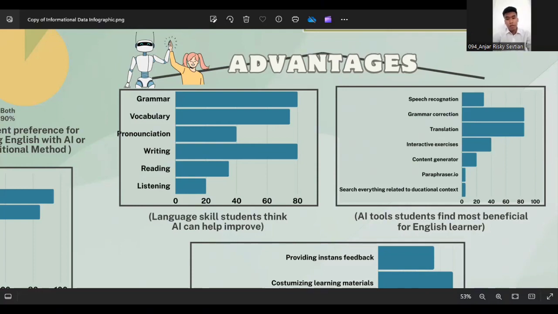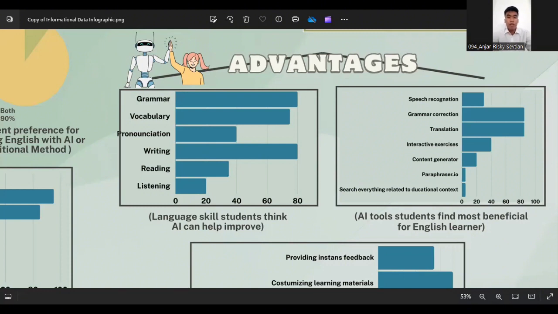They have 16 votes or 80%, and then vocabulary with 15 votes or 75%, and pronunciation with 8 votes or 40%, and reading with 7 votes or 35%, and listening with only 4 votes or 20%. And then the next chart is about which AI features you find most beneficial for English learning.